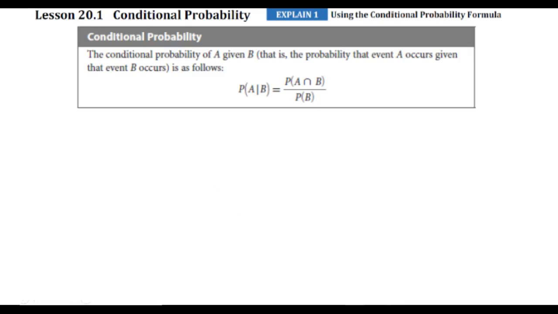Alright, welcome back to 20.1 Conditional Probability. We're going to go over Explain 1 using the conditional probability formula. So here, I pulled this from your textbook.